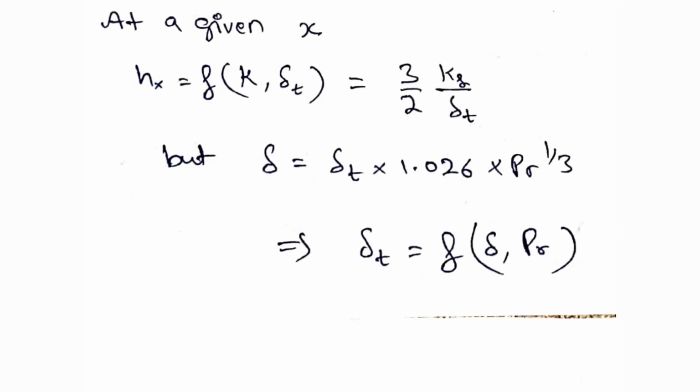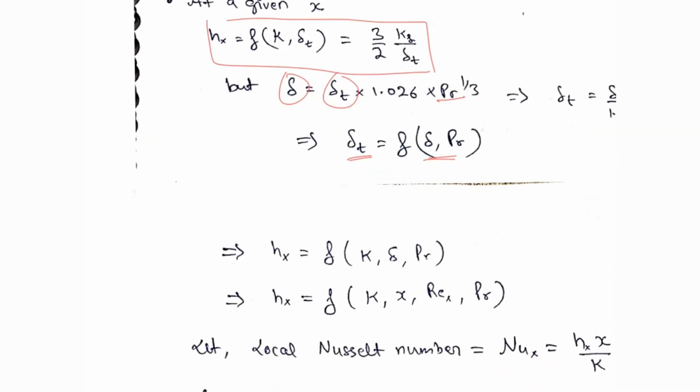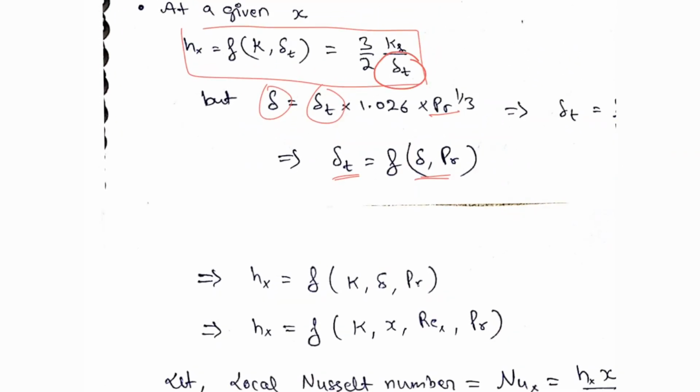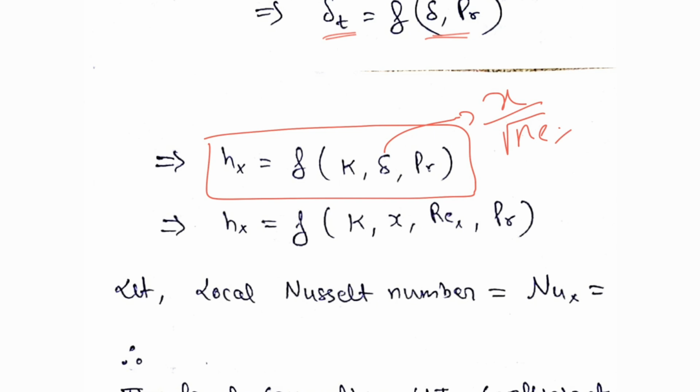At any given x, we know the value for hx, that is we can find using this formula 3 by 2 into k upon delta t. Okay, and we also know the relationship between delta and delta t and Prandtl number, that is delta t is a function of delta and Prandtl number. Okay, now since delta t is a function of delta and Prandtl number, our hx will become function of delta, Prandtl number and k. Okay, and since again this delta is a function of x and Rex, therefore if you elaborate this, you will get x and Rex in this equation.